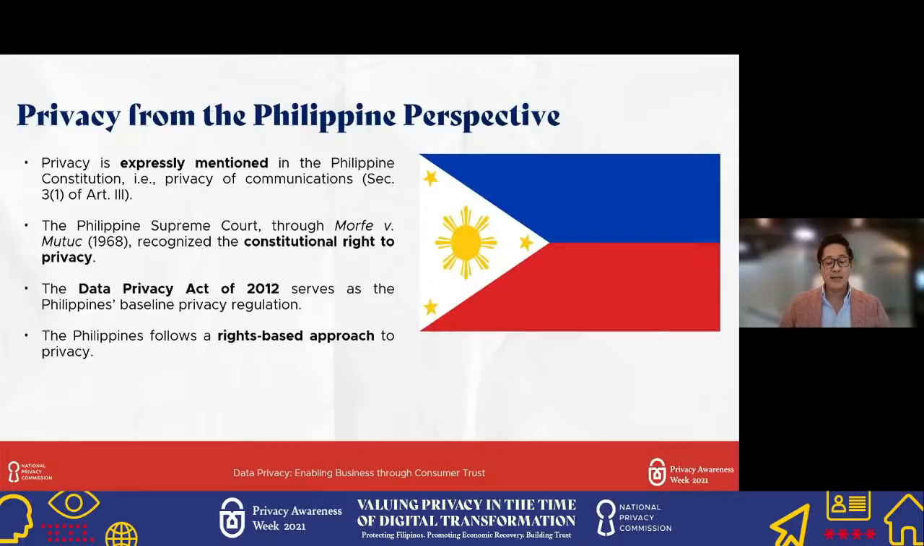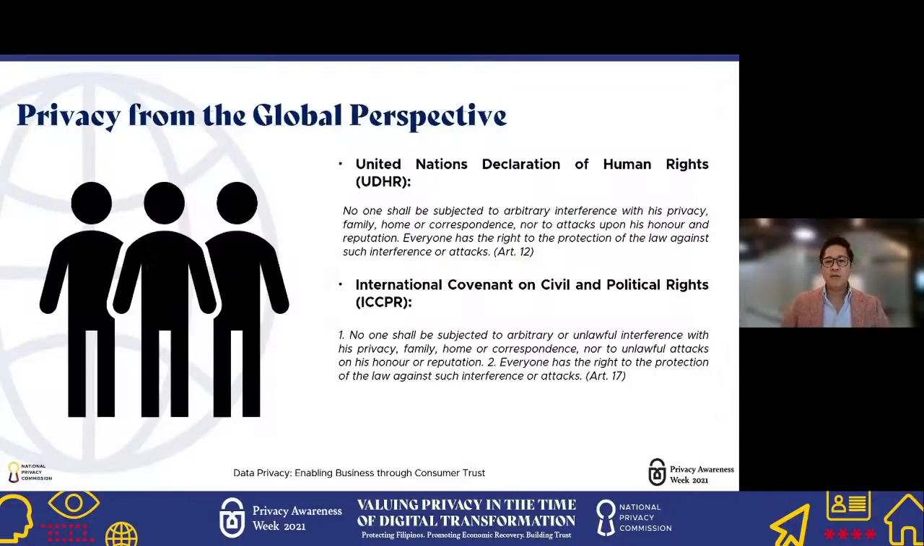And as the law developed in the Philippines, we came out with our own Data Privacy Act of 2012, which is the baseline privacy regulation. And similar to the European Union, the Philippines does follow a rights-based approach to privacy. Now, let's go up. So we've looked at least the national level. Let's go to international law. So from a global perspective, the UN Declaration of Human Rights, in fact, already contains a specific protection in regard to the right to privacy.